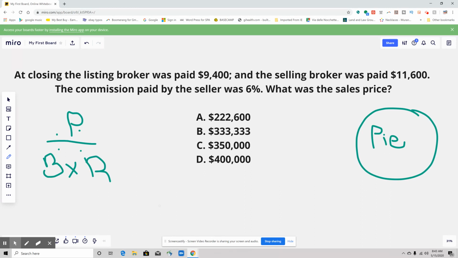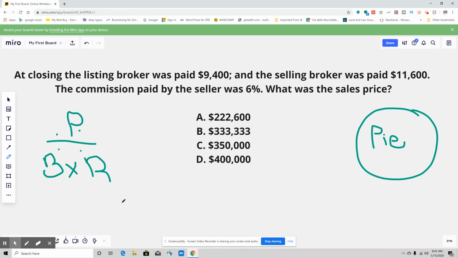At closing, a listing broker was paid $9,400 and the selling broker was paid $11,600. The commission paid by the seller was 6%. What was the sale price? Whenever we see any kind of rate problem where there's a commission or anything like that, what we want to do is the part over the base times the rate.